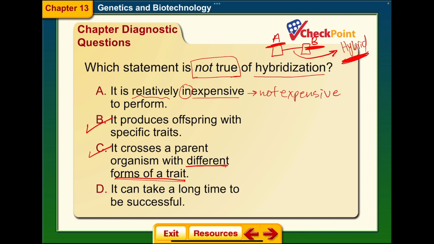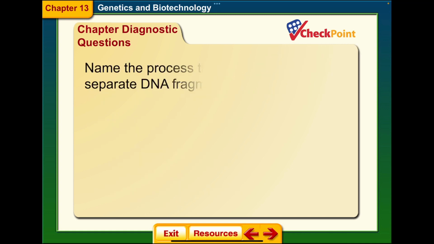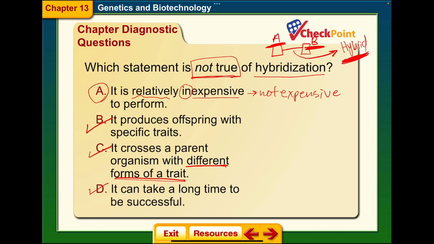It can take a long time to be successful. Well, if we look at the disadvantages of hybridization, it is time consuming, so it takes a long time to be successful. And it is also very expensive. So we can pick A as the statement that is not true, because hybridization is not inexpensive. Hybridization is very expensive. So the right answer is A.